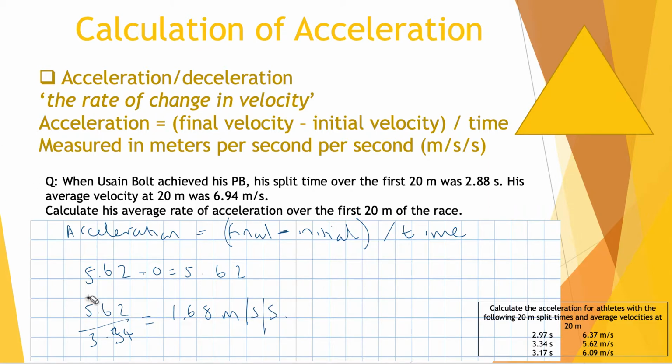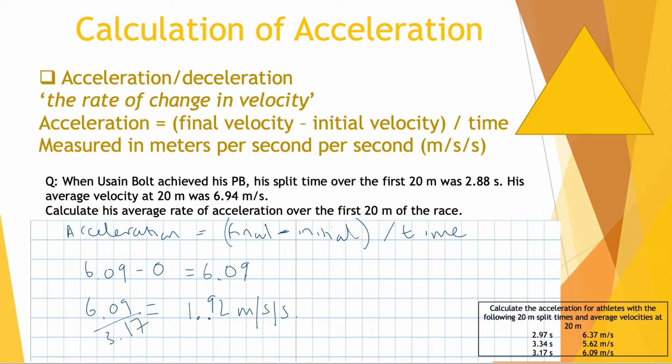And the final example that you should have worked through in the preview reading is the one where 6.09 was the final velocity. Initial velocity was 0 again because it was the start line, the first 20 metres, which obviously means the change in velocity is 6.09. So 6.09 divided by 3.17, which is the time, gives us 1.92 meters per second. Okay.